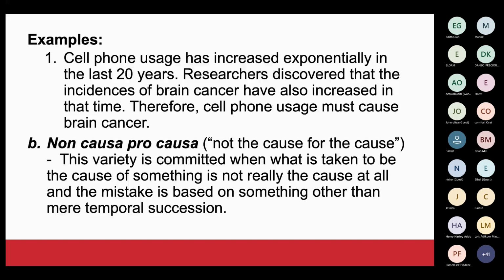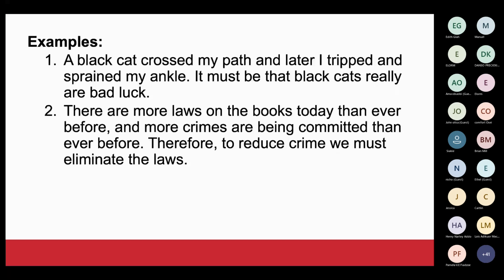Some of these things happen everywhere, whether in politics, in news articles, in advertisement, in legal practice, in marriage, in relationships, anywhere you will find it. So you find an example here. A black cat crossed my path and later I tripped and sprained my ankle. It must be that the black cat is really bad luck. So you see, you are saying that the black cat should be the cause of you tripping, falling, and spraining your ankle, or having nerve damage, or bone damage, etc.